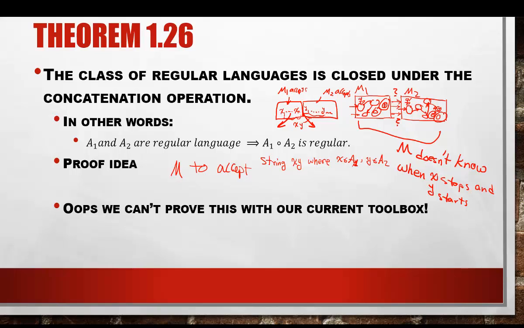Should I bring the connections from one of the intermediate states? Should I bring the connections from the accept states? Should I bring the connections from some accept states and some intermediate states? I don't know. M doesn't know. And that's the problem with the deterministic finite automaton, that I cannot build my construction.